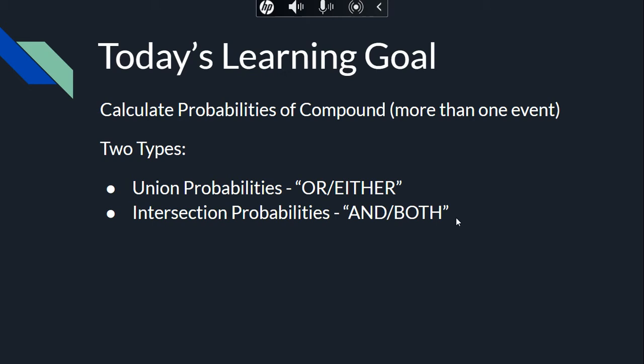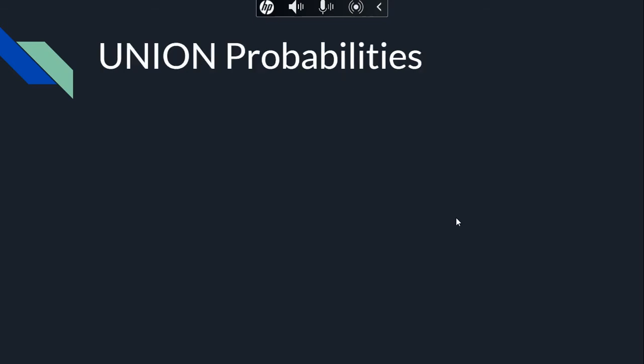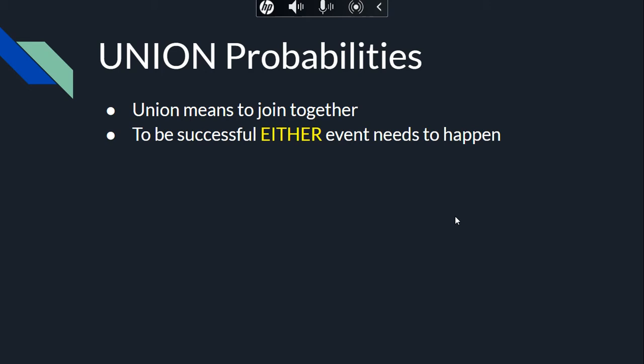So we're going to break these 2 down today, one at a time, and do a couple practice for each one. And we're going to start with union probabilities. The word union means to join together. So we're looking at multiple events and we're going to join together their probabilities and get one big giant probability. Just a reminder, to be successful, either event needs to happen, not both, but either one.